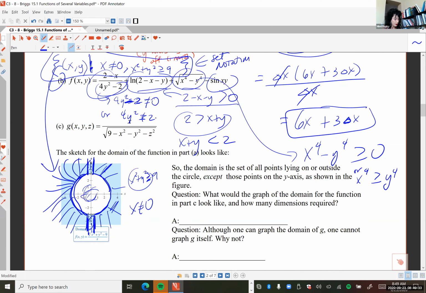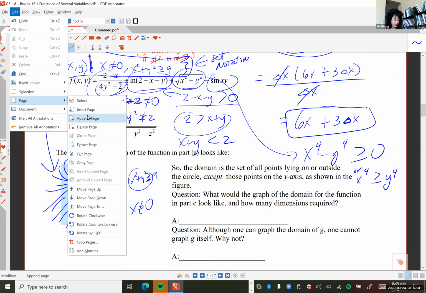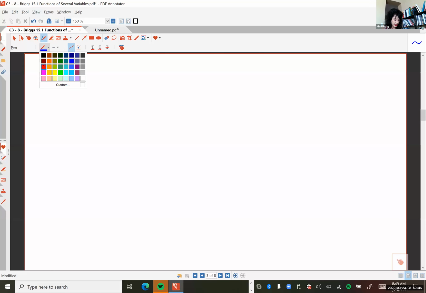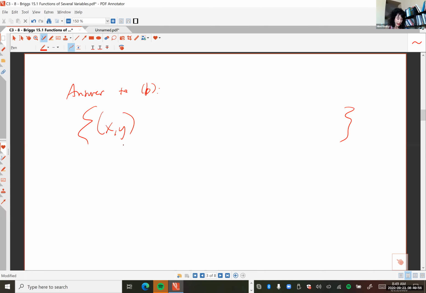So now how do you put it all together for part B, since I've run out of room? So for the answer to part B, let's append a page. You want to use set notation. And so the answer to part B is going to look like a big old set, leave lots of room, all ordered pairs x, y, such that, and then just start putting in all your issues, okay?